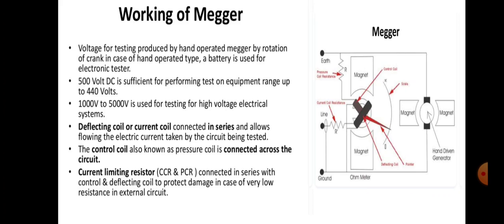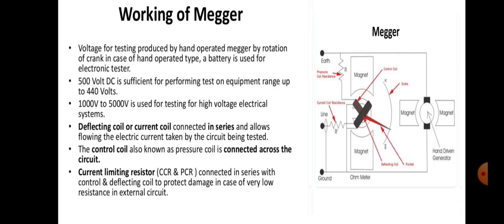1000 to 5000 volt is used for testing a high voltage electrical system. So if we want to test a very high voltage electrical system, how much voltage do you need? 1000 to 5000. Now the deflecting coil, or current coil: these coils are connected in series and allow the flow of electric current taken by the circuit being tested. The deflecting coil and the control coil are connected in between the two magnets, and the pointer is also connected at the same place.